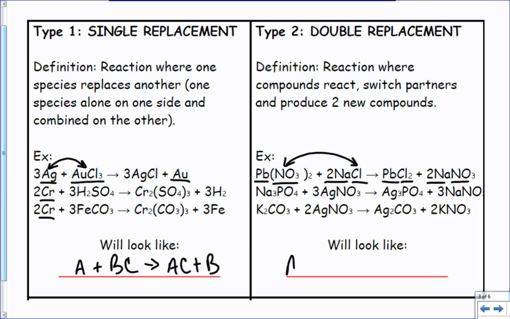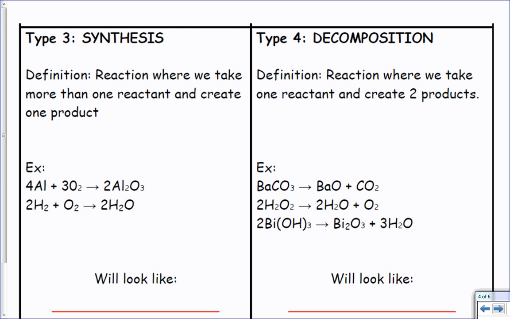Okay, so I'm going to write down what it would look like. AB plus CD. And notice this is a plus, and this is a minus, and this is a plus, and this is a minus. So I'll never have them switch, right? So C's got to go with B. C is a plus, and B is a minus. And then A is going to go with D. AD. There's the general formula for what an equation that is a double replacement is going to look like. Okay? Next, we have synthesis.